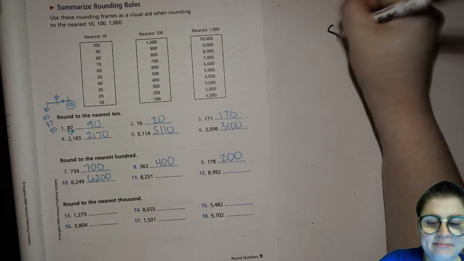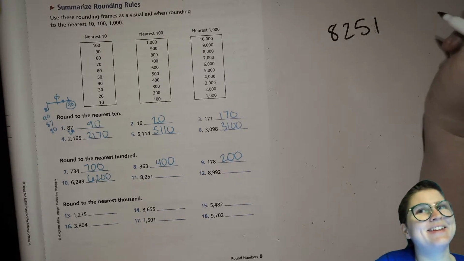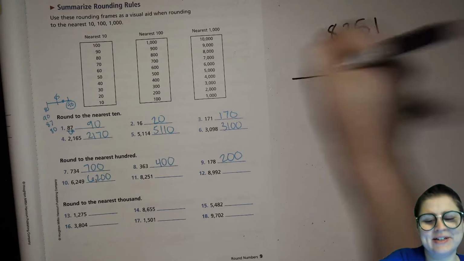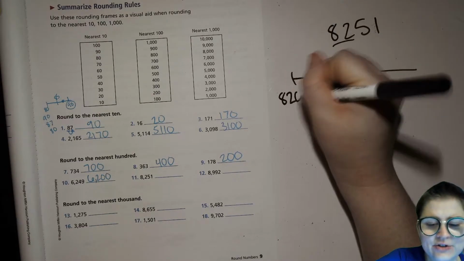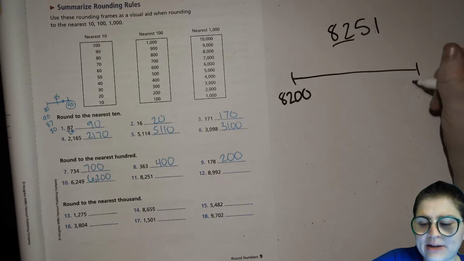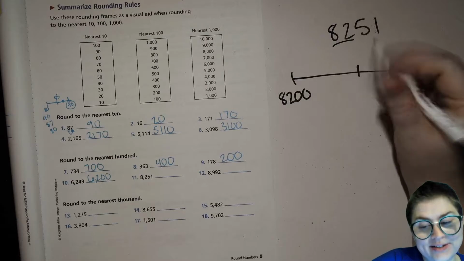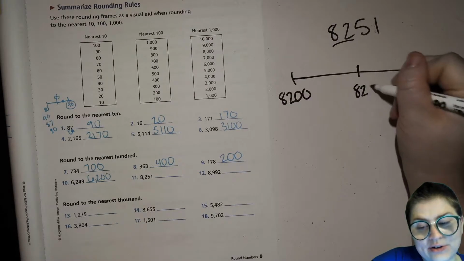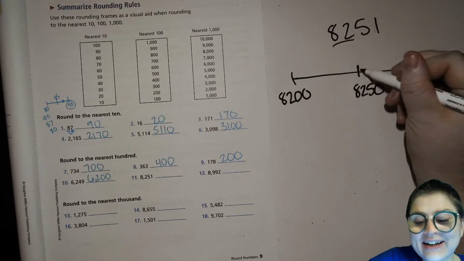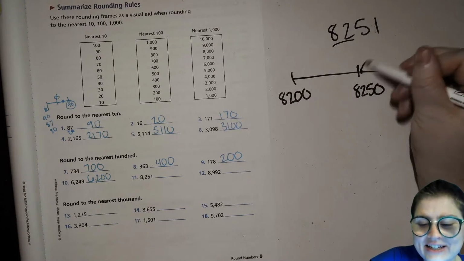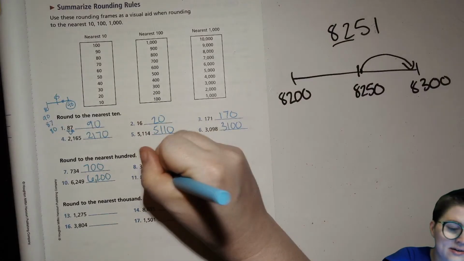Next one, 8,251. I think you know where they're going with this one. All right, the 100 where it currently is at 8,200. The next 100 will be 8,300. Halfway in between, 8,250. And what did they give us? Right here, which means we're closer to 8,300, aren't we?